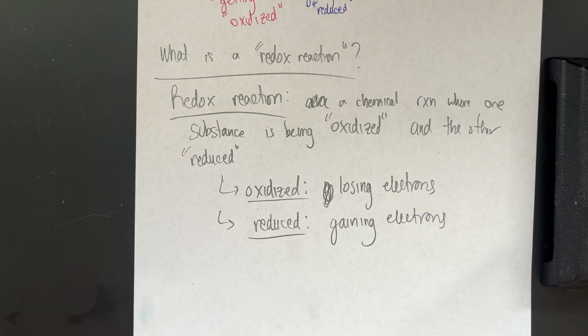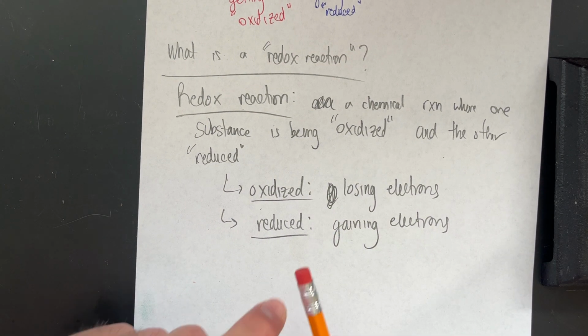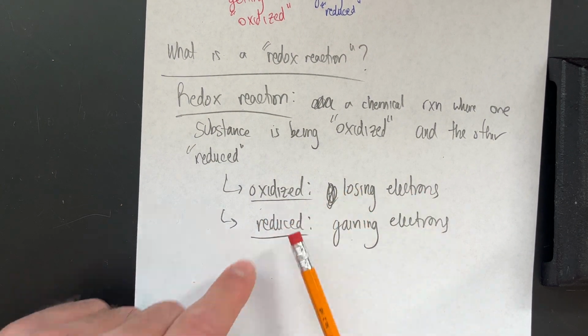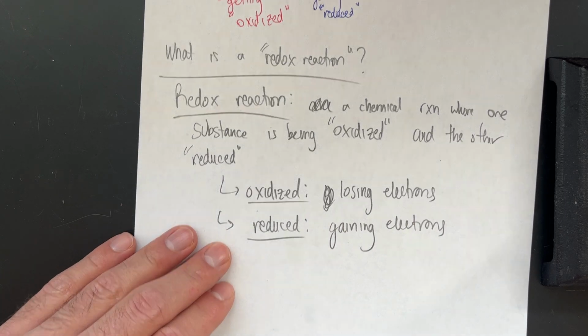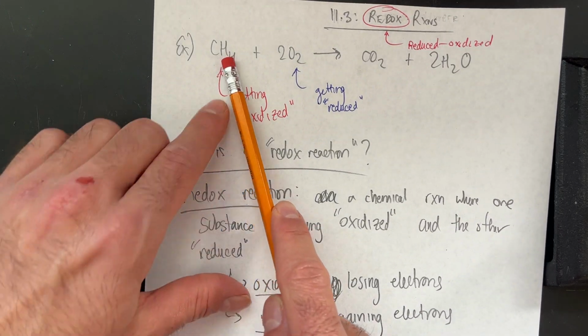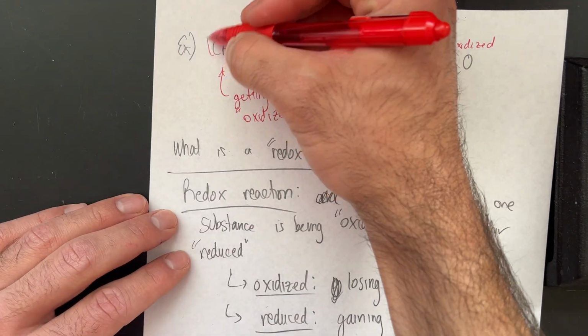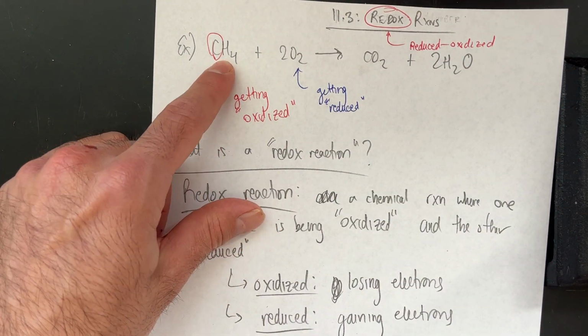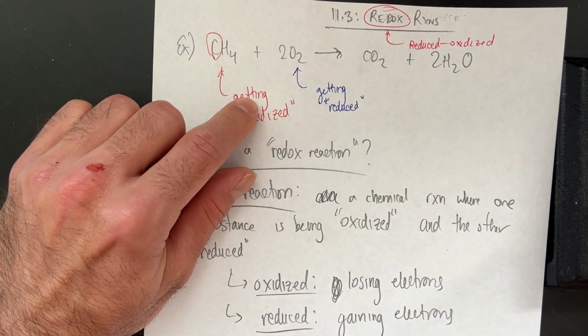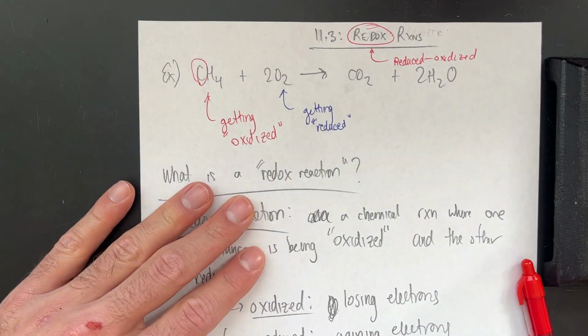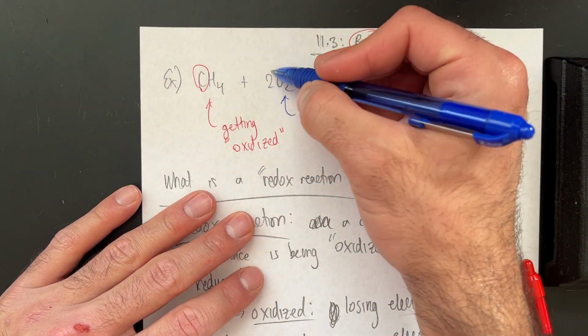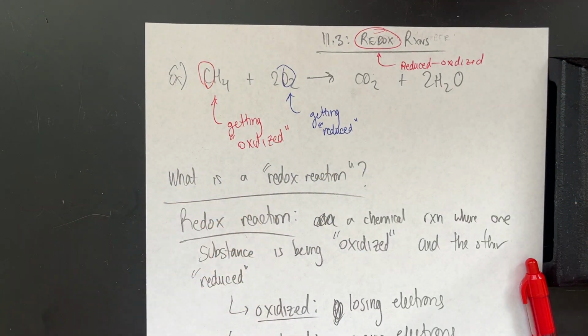All right, and so here are the definitions. If something's getting oxidized, it's losing electrons. If something's being reduced, it's gaining electrons. So here, what we're saying is that the carbon here is losing electrons, whereas one of the oxygens here is gaining electrons.